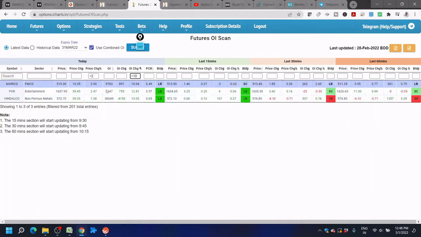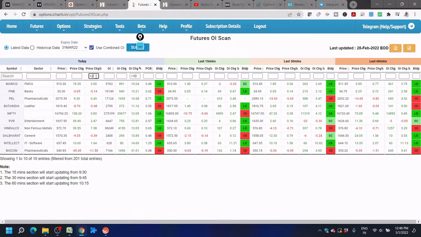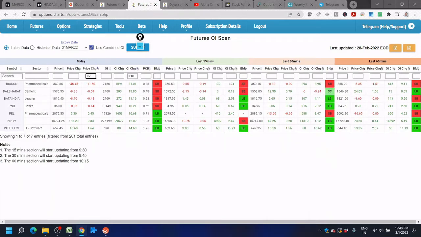This is basis the logic of price greater than 2% change and open interest changing more than 10%. This doesn't happen with all the stocks. So whenever this happens, it's a very powerful thing. If you want to short some stocks, you can definitely change this. You can say that do this: price change less than 2% and OI change greater than 10%.